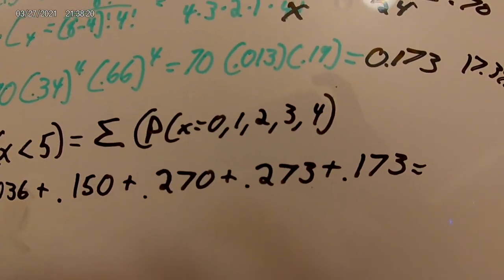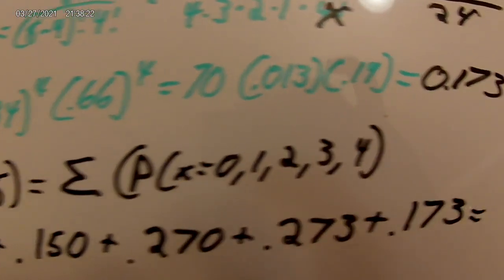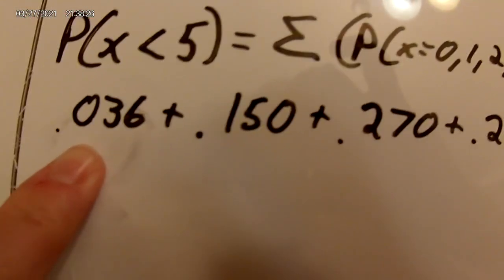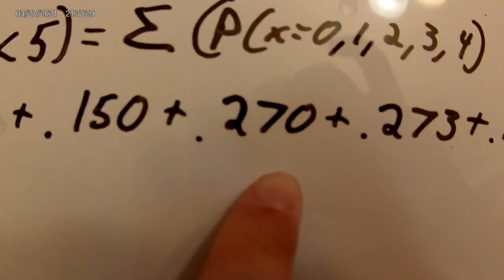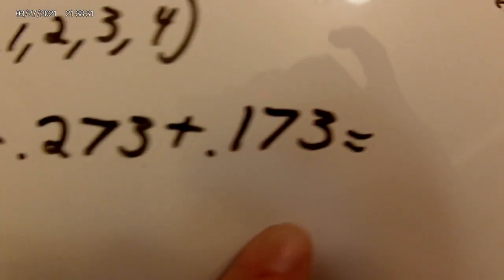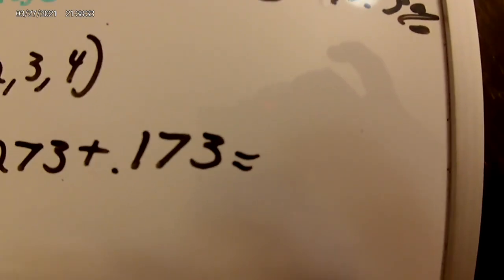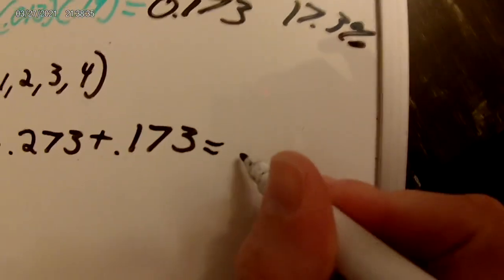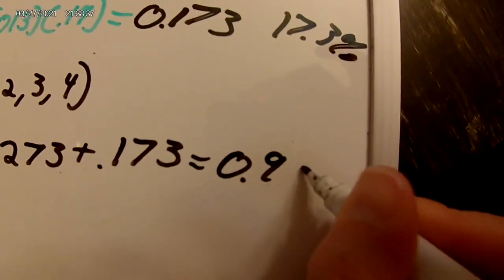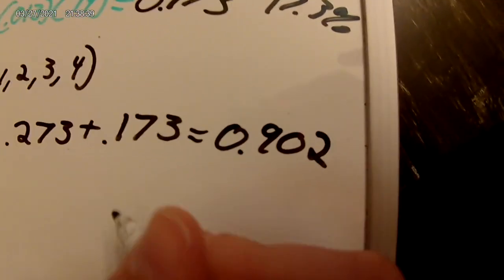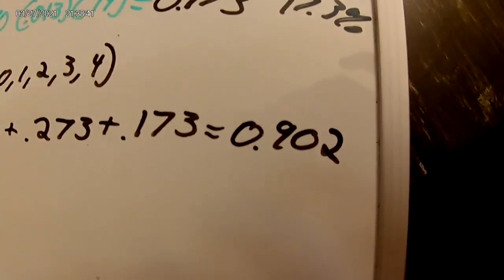To find the probability that x is less than 5, you just add up the probabilities we found for x being 0, 1, 2, 3, and 4. So we take 0.036 plus 0.15 plus 0.270 and so on, and ultimately you get 0.902. And that is the final answer.